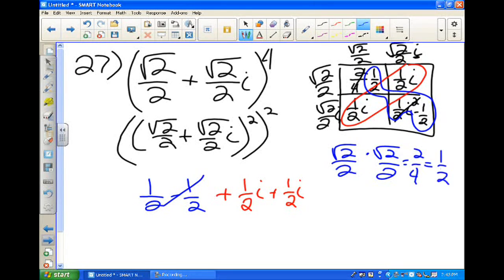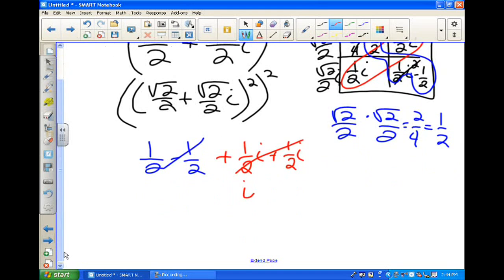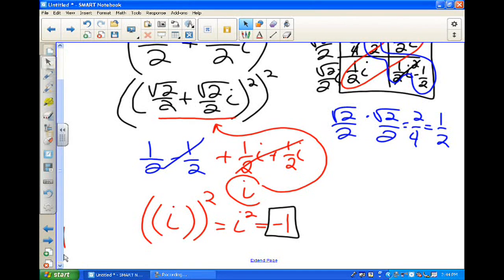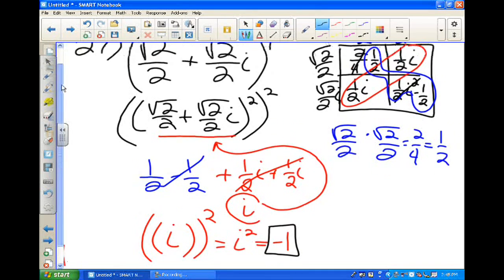Okay? Now if you're wondering where the 1/2 comes from, the square root of 2 times the square root of 2 is 2. 2 times 2 is 4. Reduce it down. Well, now that was what we squared, but we need to square it a second time. In other words, i represented the innermost parentheses. When we square that, we get i squared. So our actual answer is negative 1, because i squared equals negative 1.